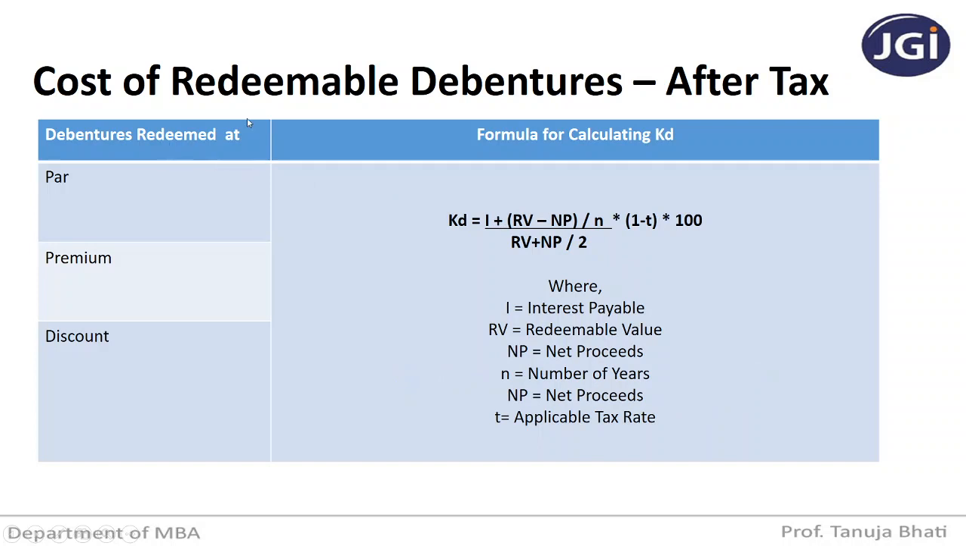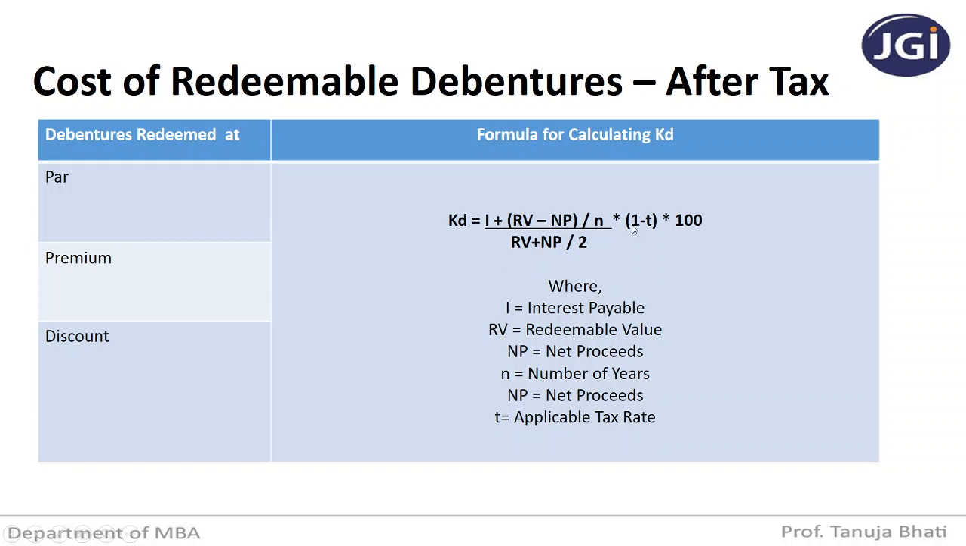Now, cost of redeemable debentures after tax. What do you mean by after tax? After tax means where the tax is already considered. So when the word after tax is used, it means there is going to be a tax in the picture. So the formula remains the same as in the previous slide for pre-tax. That is I plus, in the bracket, RV minus NP divided by N, and the whole divided by RV plus NP divided by 2. First solve the numerator, then the denominator.